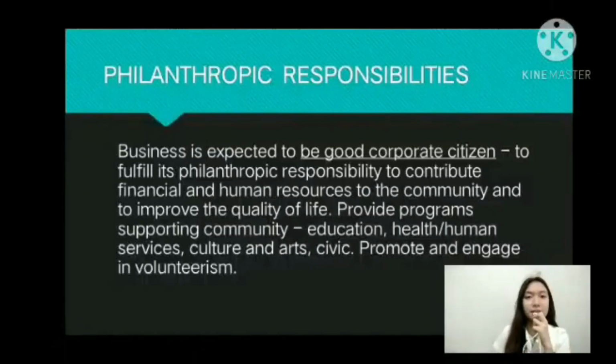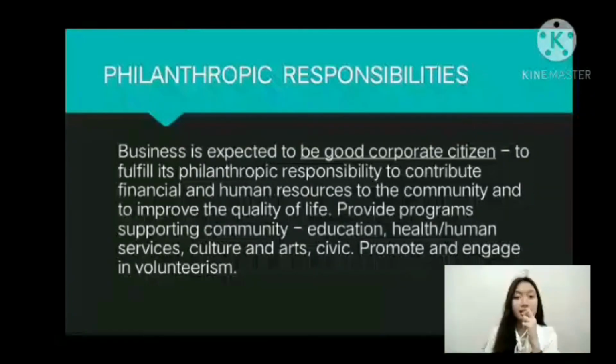Philanthropic responsibility. Business is expected to be a good corporate citizen, to fulfill its philanthropic responsibility, to contribute financial and human resources to the community, and to improve the quality of life, provide programs supporting communities such as education, health or human services, culture and arts, civic, and to promote and engage in volunteerism.